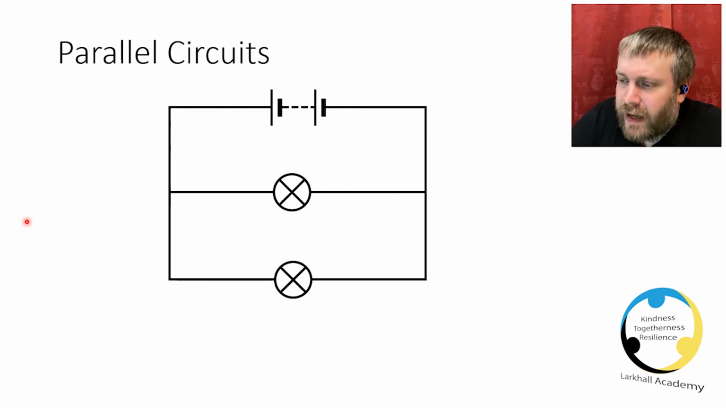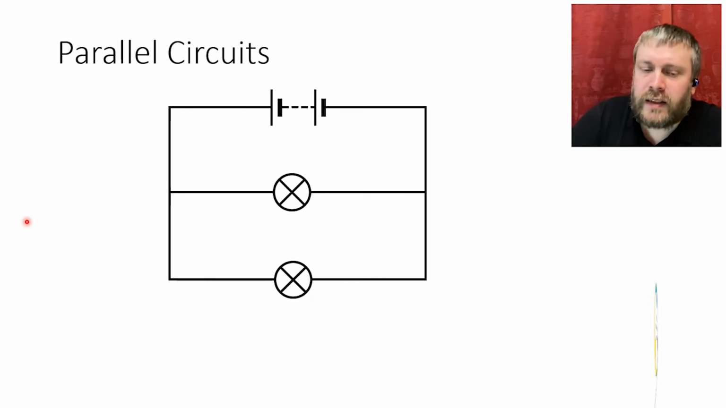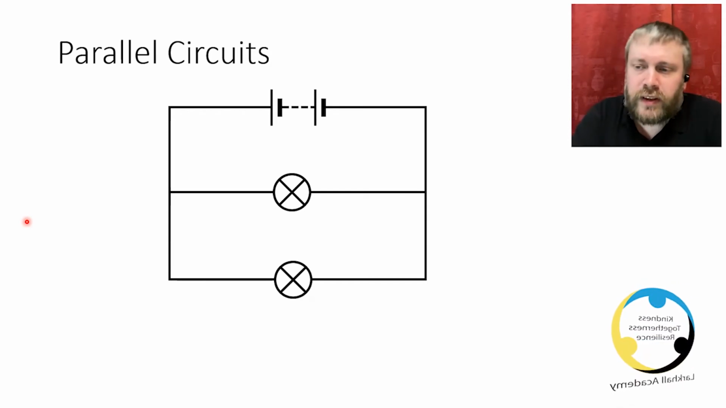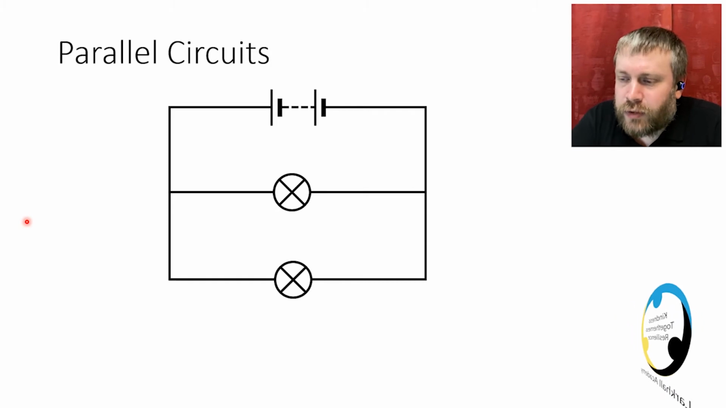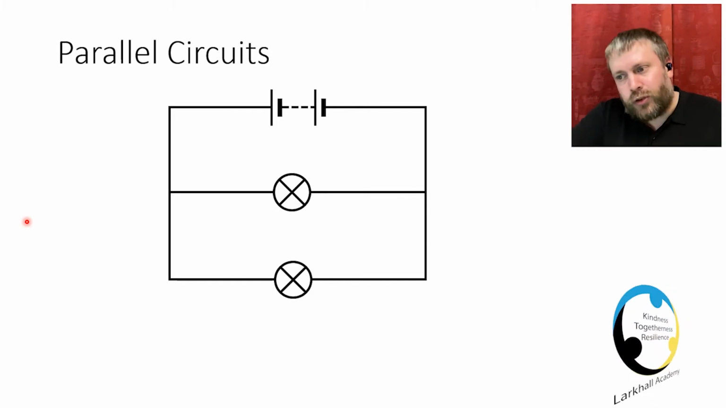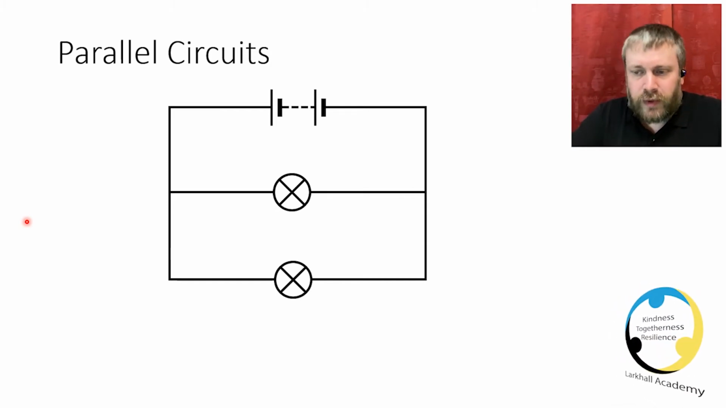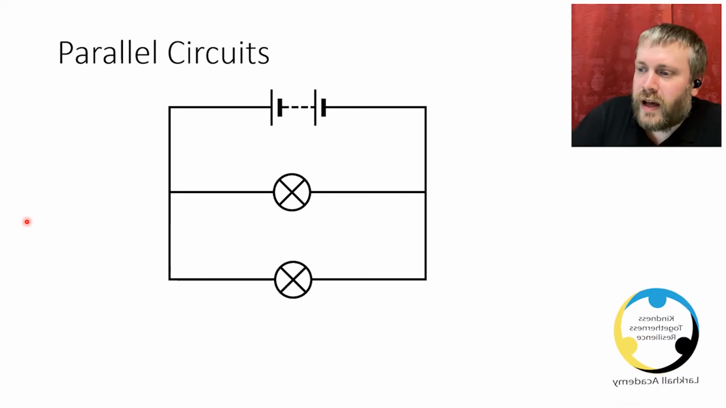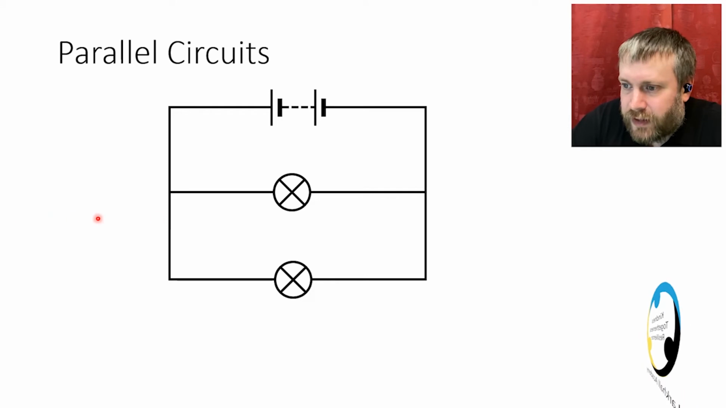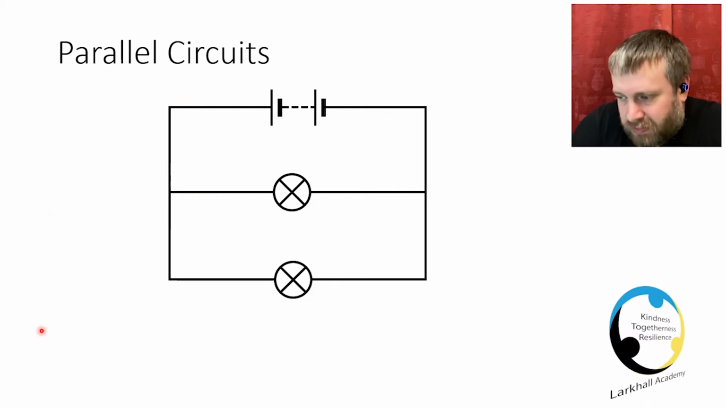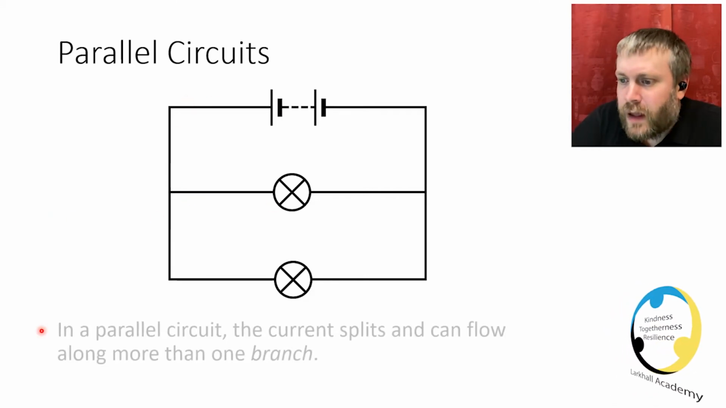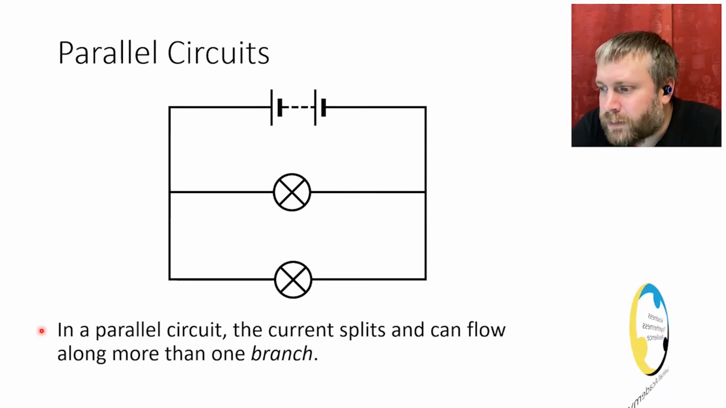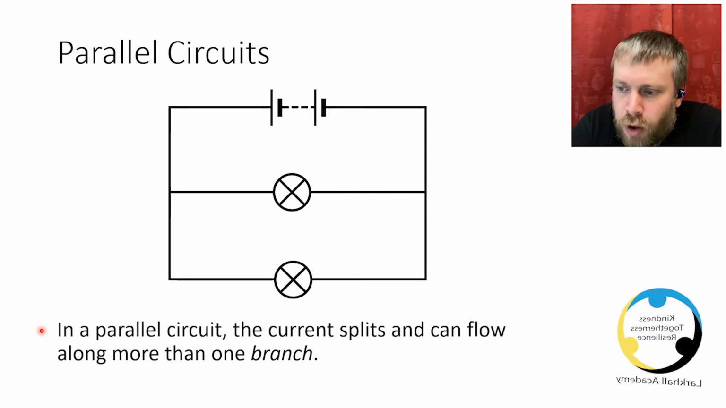I tend to think of it as a river that branches off into two rivers. Some of the water is going to go one way, some of the water is going to go the other way. And if the river then joined up later on again, then you would both go back into the same river here. That's just the way I've always tended to think of this. So in a parallel circuit, the current splits and can flow along more than one path.